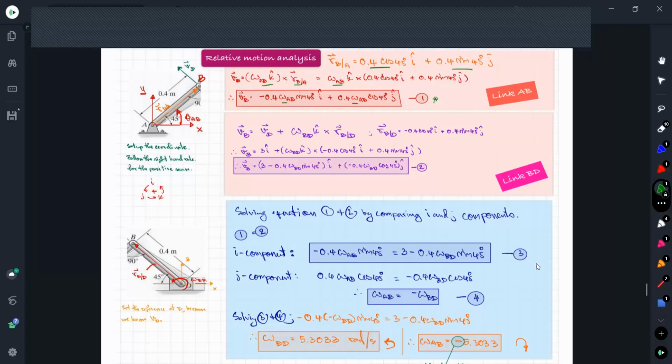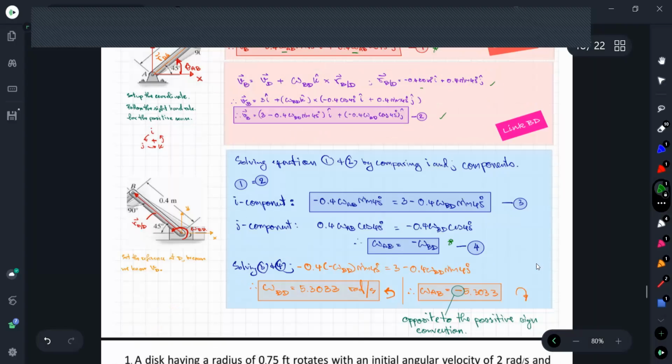From the velocity equation, we have VB equal to VD plus omega BD cross product with RB sub D. Since we set D as a reference, RB sub D becomes this vector. After we substitute into this equation, we obtain equation 2. We have to solve equation 1 and equation 2 for two unknowns, omega AB and omega BD. After we solve, we find omega AB and omega BD have the same magnitude but different direction.